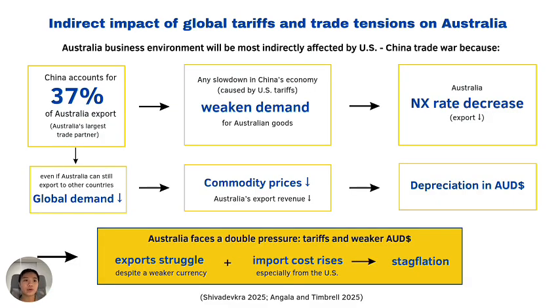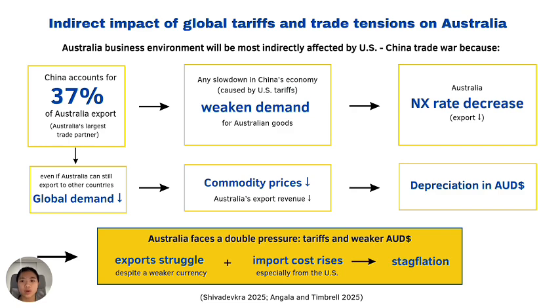So, aside from the direct impact of the US tariff, Australia's business environment is also indirectly affected by the trade tensions around the world, especially by the US-China war. Because China purchases about 37% of Australia's exports, any slowdown there, such as one triggered by US tariff, directly reduces demand for Australian goods. Although Australia can attempt to redirect sales to other markets, a broader decline in global demand means commodity prices still fall, causing export revenues to drop significantly.